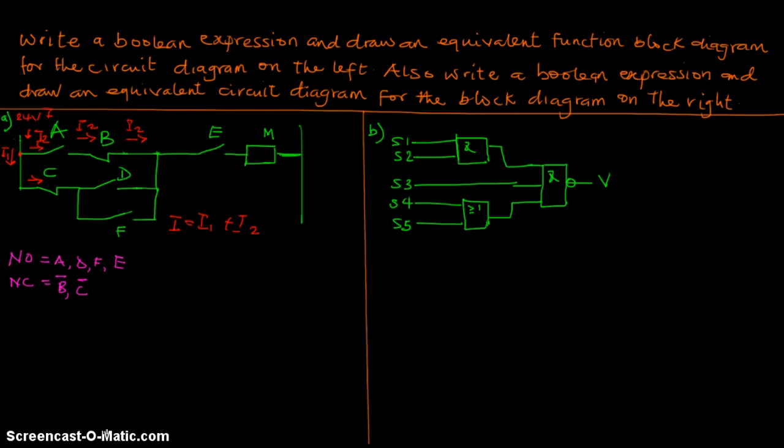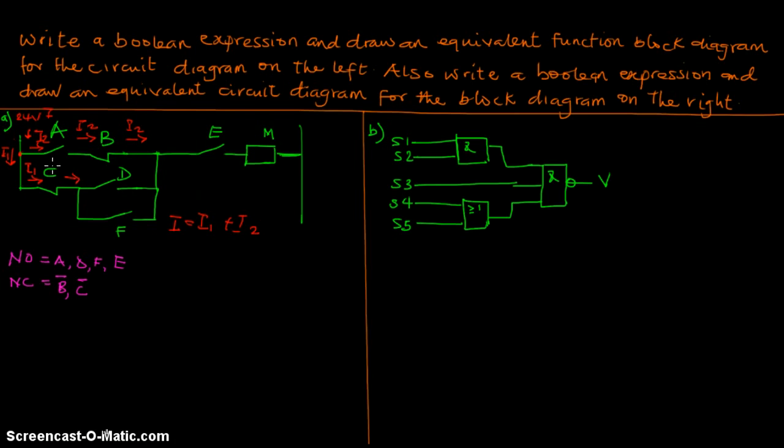I1. We have I1 here, and we know that I2 and I1 are not the same. So we have different current passing through A and C, and so A and C are said to be in parallel. I think that point is made quite clear.